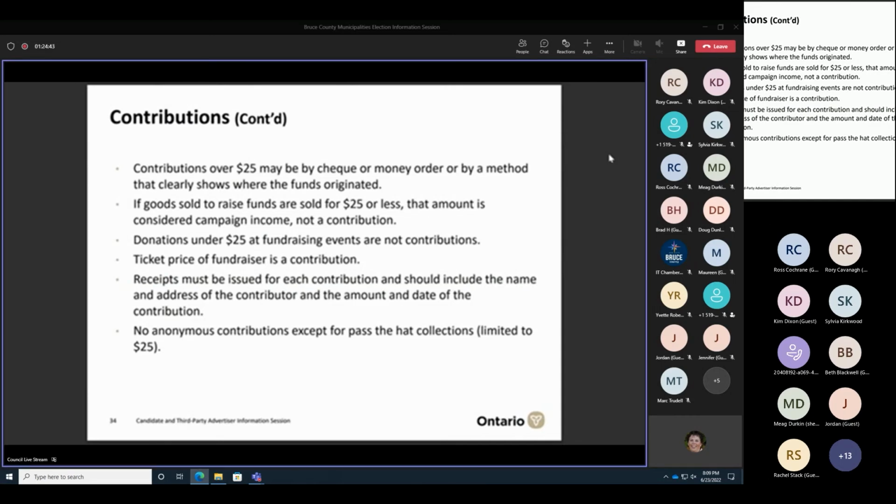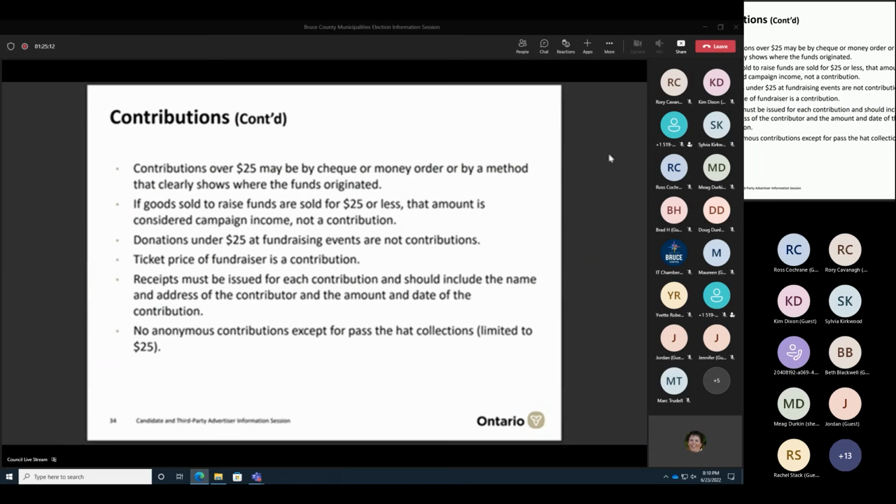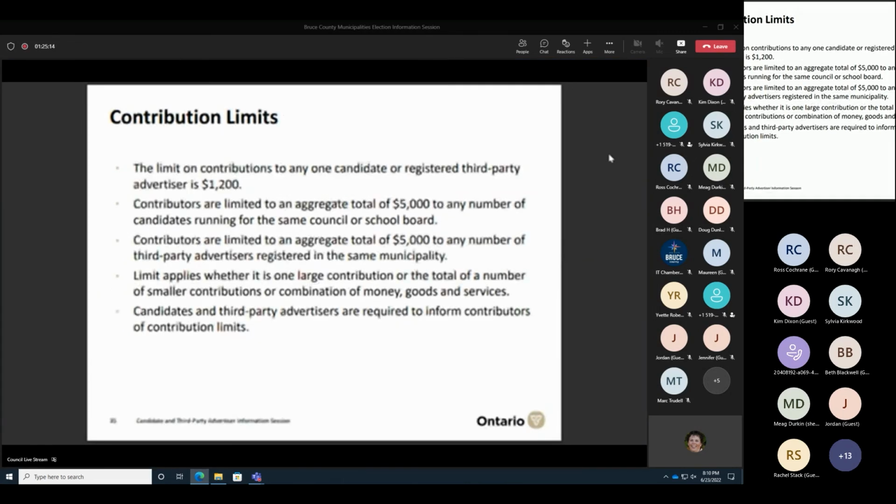Fundraising functions are events or activities held by or on behalf of a candidate for the primary purpose of raising money for the candidate's campaign. The price of an admission to a fundraising function is a campaign contribution, and a receipt must be issued for the full amount. Receipts must be issued for every contribution and should contain the name, the address of the contributor, and the amount and date. Next slide, please. Thank you.